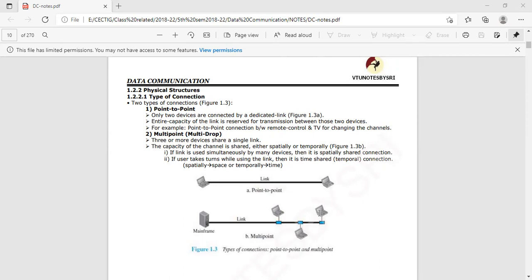Device 1 and device 2 are connected via a dedicated link, point to point. The entire capacity of the link is reserved for transmission between these two devices. So two devices connected via a dedicated link means it is a wired connection. When I'm talking about a dedicated link, then it is a wired connection.